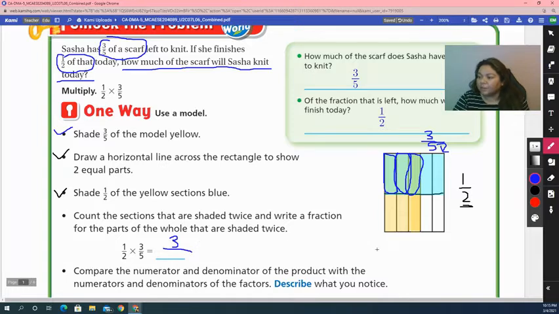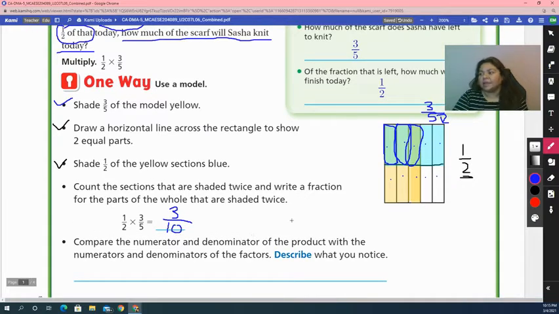Now for my denominator, it will be the total amount of squares that I have in my model all together. So I will count all the squares. We have 1, 2, 3, 4, 5, 6, 7, 8, 9, 10. So my denominator is equal to 10. Here in our text, it says, count the sections that are shaded twice. We did that. That would be 3. And write a fraction for the parts of the whole that are shaded twice. So I'm saying 3 out of 10 squares are shaded twice.